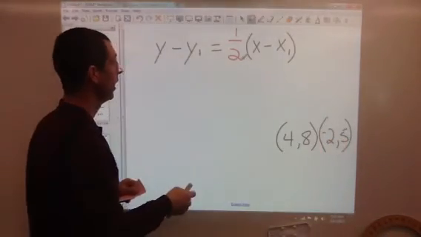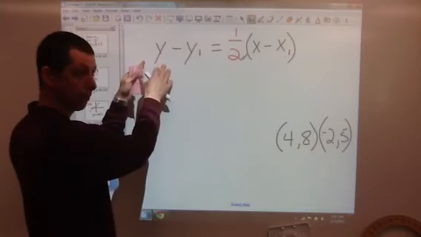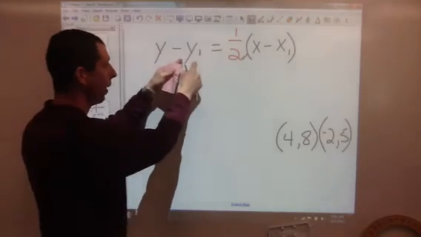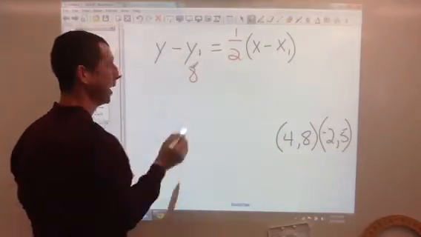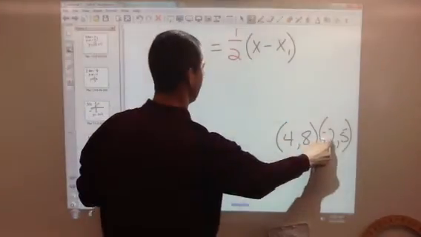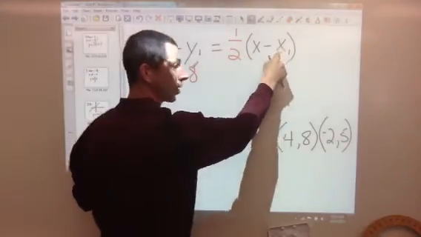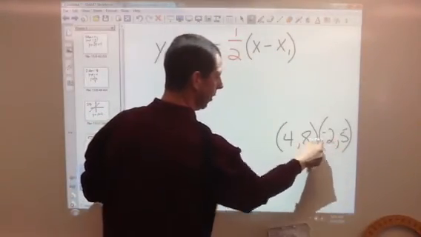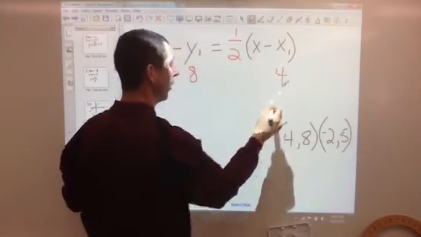Okay, so this y here has nothing to do with it. That's part of the linear equation. Y1 we need. Well, this is y1, 8. So I'm going to put an 8 here. Okay, and this x is part of the linear equation, but I need x1, which is right here, 4. Okay, so there's what I have.